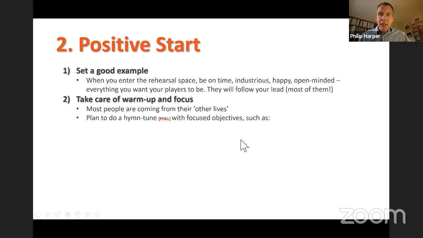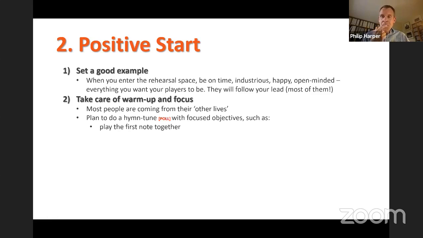to the table. So most people, including myself with most bands, will plan to do a hymn tune, a warm-up with the hymn books. And there might be some focused objectives for your hymn playing. For example, to play the first note together.